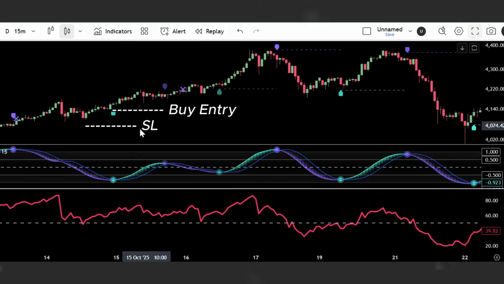For risk management, we put our stop loss just below the recent swing low. And for take profit, we place it about 1.5 times the risk. As you can see, the price goes up and hits our target.